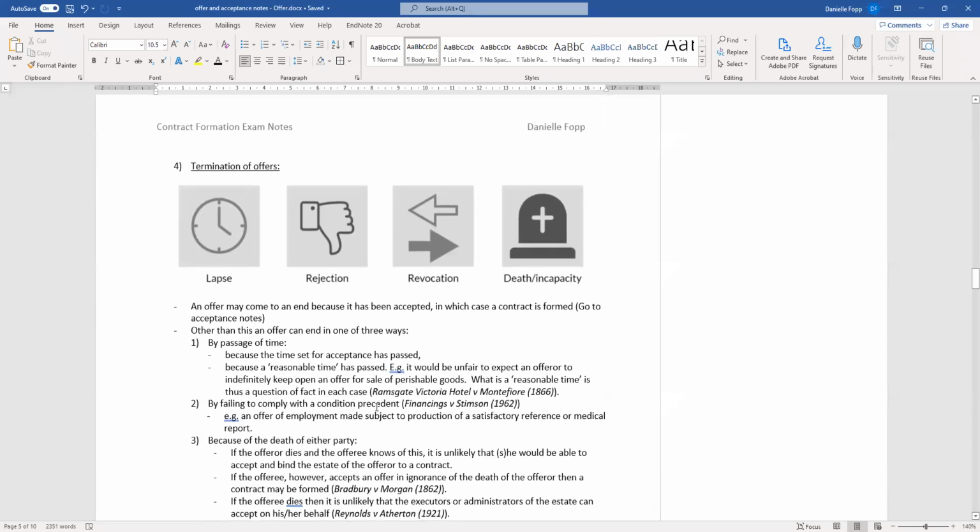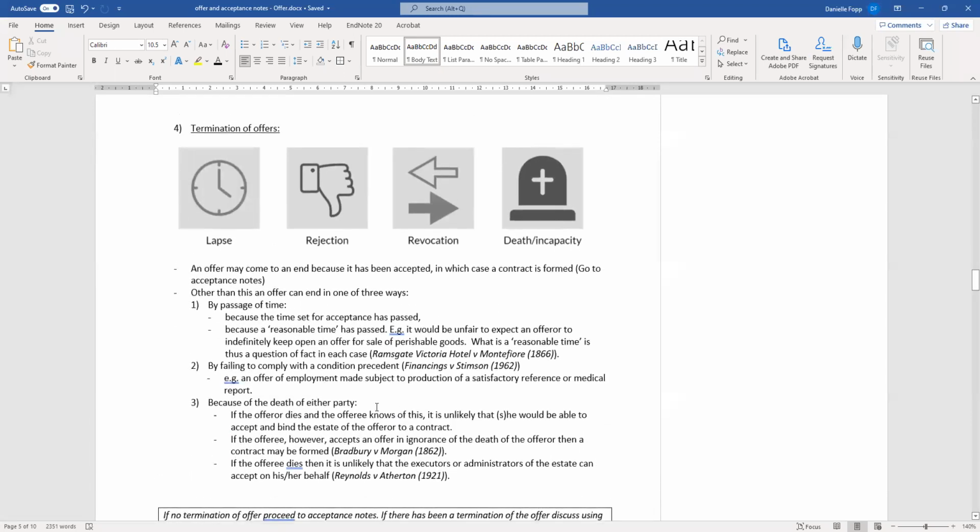Then we're going to look at the fourth thing we need to consider, which is the termination of offers. So an offer may come to an end because it has been accepted. That's great, in which case a contract is formed. And if that is the case, we would go straight to our acceptance notes. However, other than that, an offer can end in one of three ways. So by passage of time, because the time set for acceptance has passed, because a reasonable time has passed.